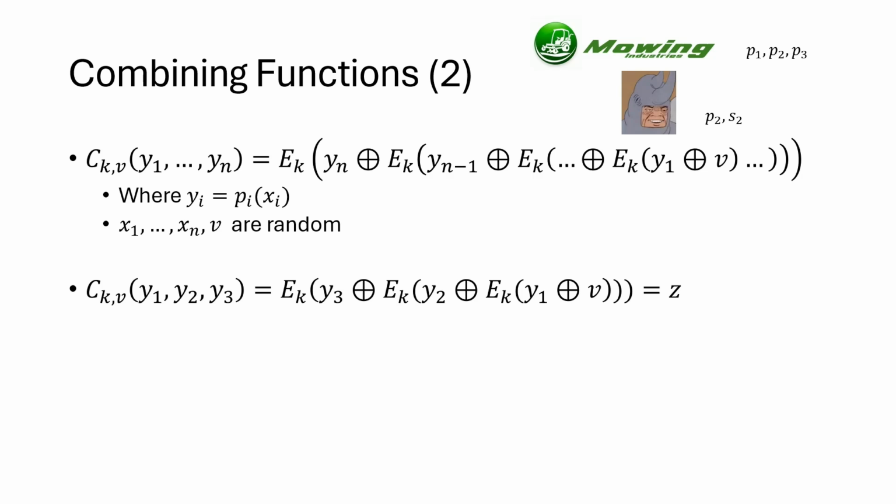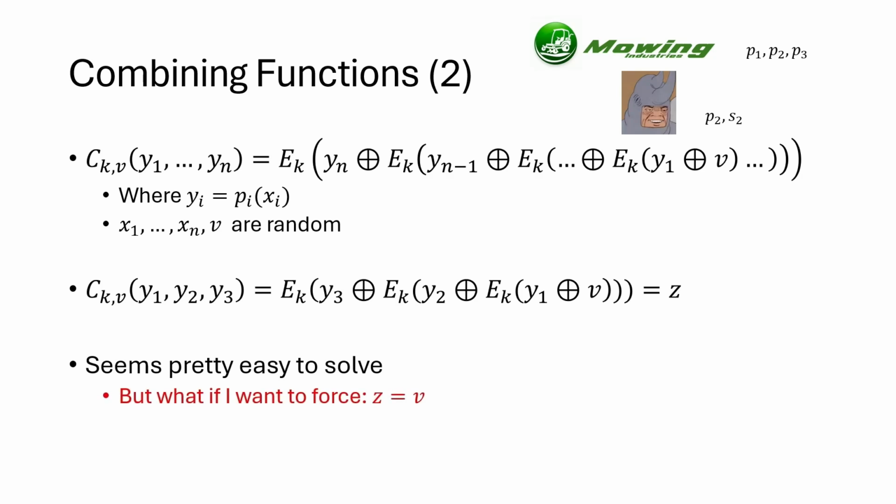And the v is also random and public. So this seems pretty easy, right? But the beautiful thing about ring signatures, or at least the combining function, is that what they want to do is force the output of the combining function to a particular value. And what they do is they force this particular value, let's say the output z, to be equal to y, which is the first internal XOR.